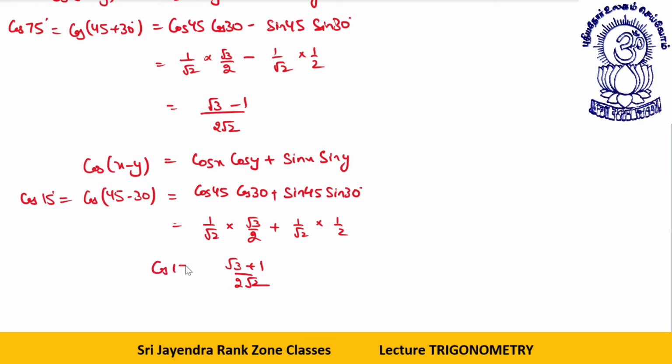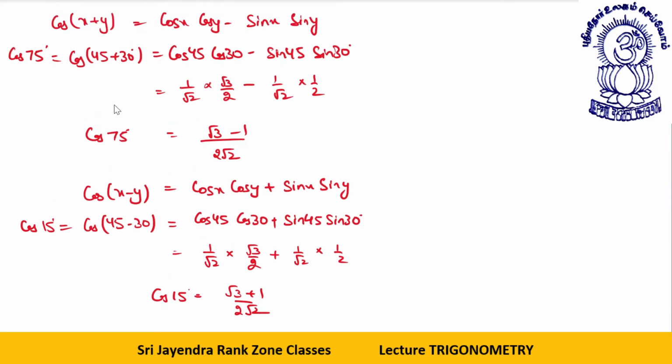This is the value of cos 15 degree. This is the value of cos 75. Done. Clearly done. It must be clear to all of you. Now, one more thing on the basis of the previous formula.